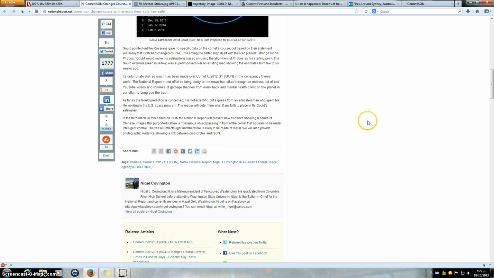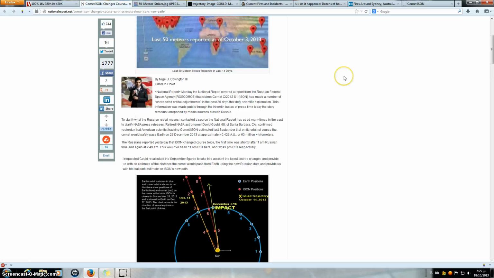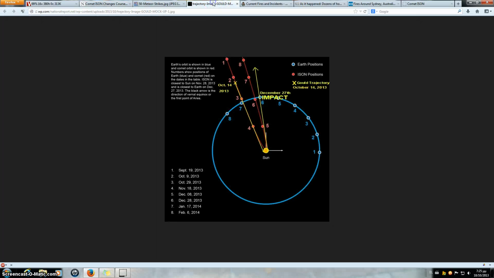Well, I don't know about that, but let's have a look at this image, shall we? Okay, this is obviously Earth's orbit. This is ISON's previous orbit from NASA, which shows it's going to be passing at least 0.4 AU from Earth. And this is the Gould trajectory calculated based on the Russian information, what he has of it anyways, that shows that there could be a chance of impact. I don't know about that.